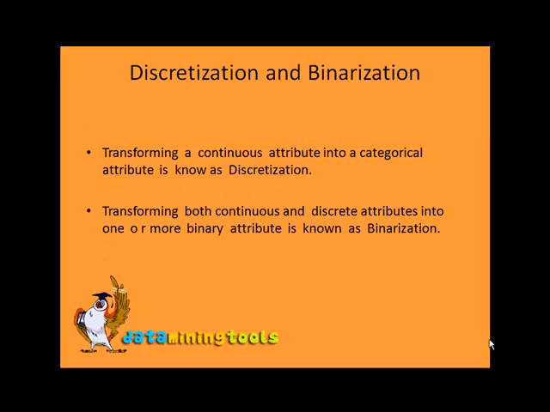Let's understand discretization and binarization. Transforming a continuous attribute into a categorical attribute is known as discretization, whereas transforming both continuous and discrete attributes into one or more binary attributes is known as binarization.